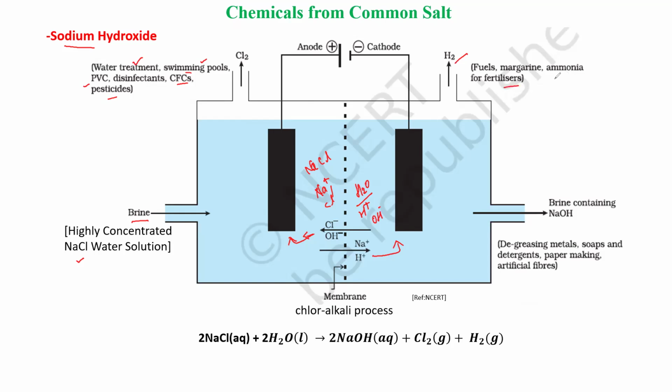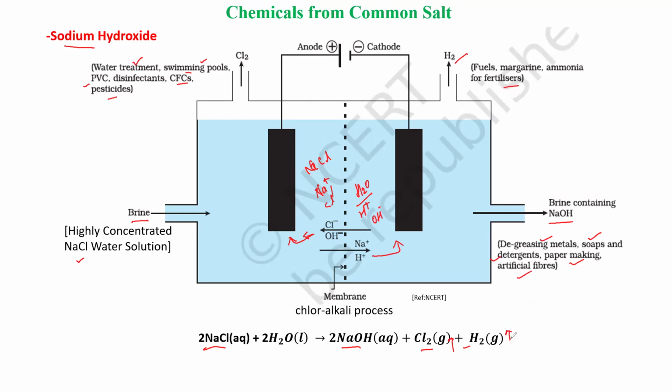So some fertilizers are rich in ammonia. And finally, we are going to obtain NaOH, that is sodium hydroxide, which is used for degreasing metals, in soap formation, in detergents, in paper making, in artificial fibers. So each and every product that we are obtaining is very, very important. From where? From the common salt, sodium chloride, when it reacts with water. So we have sodium hydroxide and chlorine gas as well as hydrogen gas.